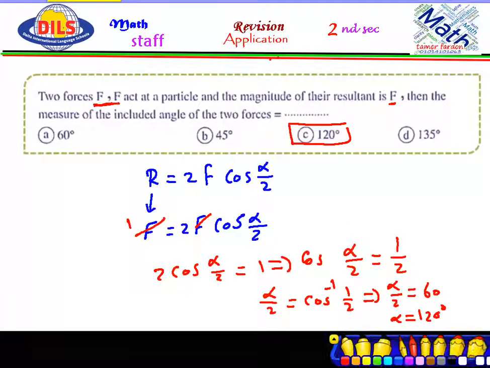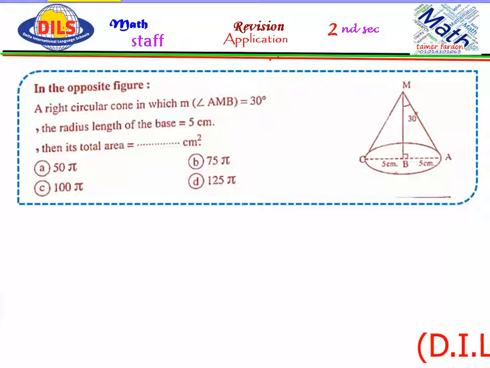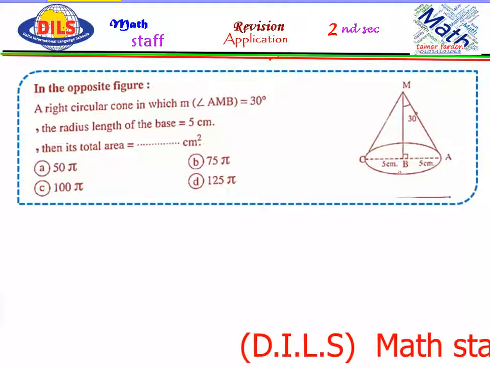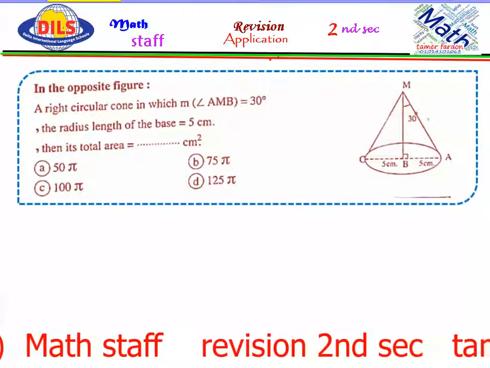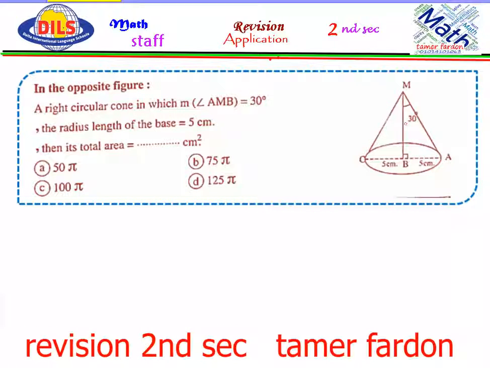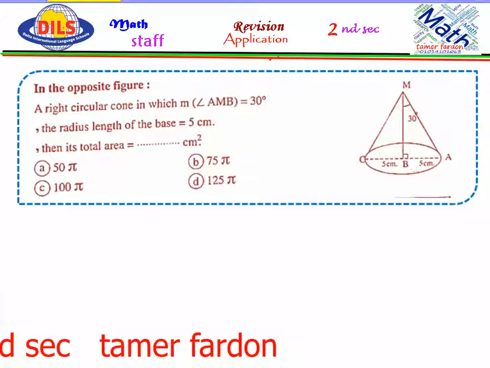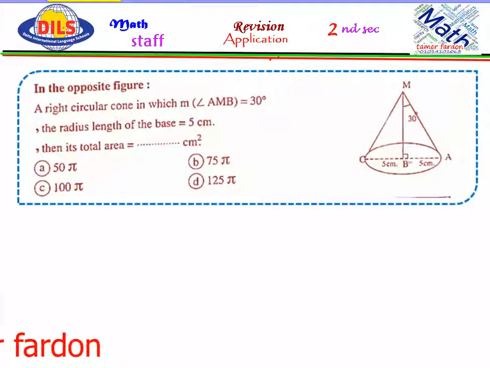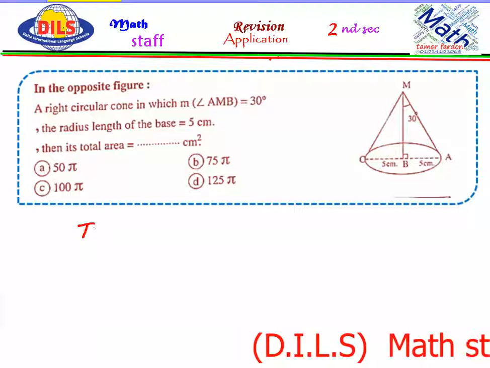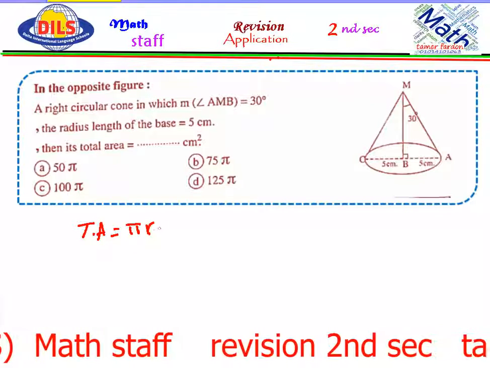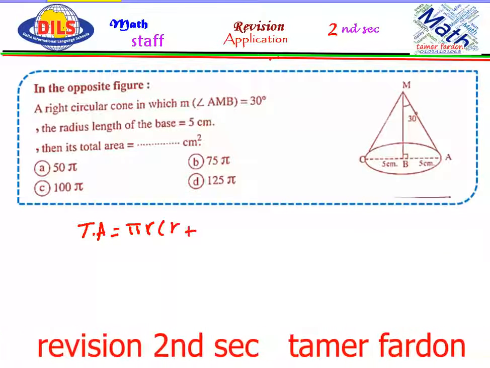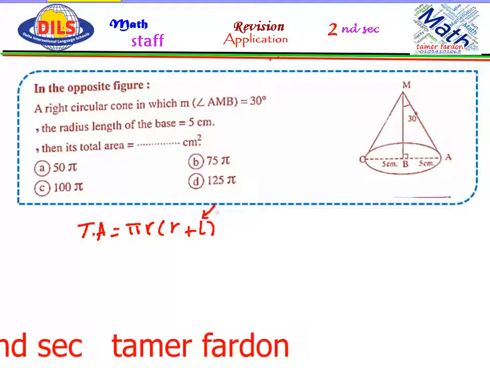Okay. The next, in the opposite figure, right circular cone in which measure angle AMB is 30 degrees. The radius length of the base is 5 centimeter. Its total area equals. The total area of the cone equals pi r, r is given, times r plus L. So we have to find L.